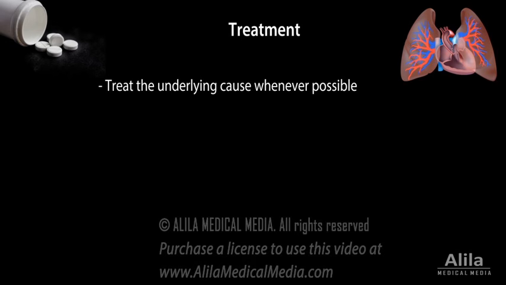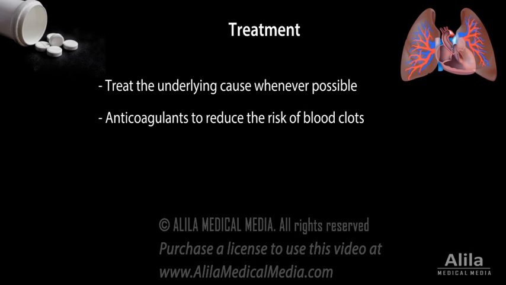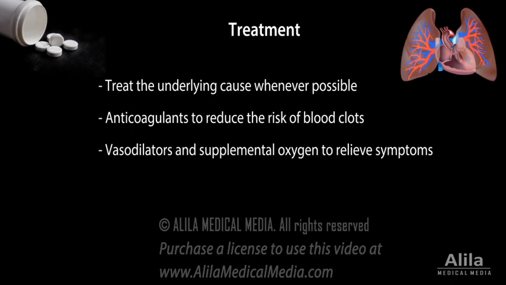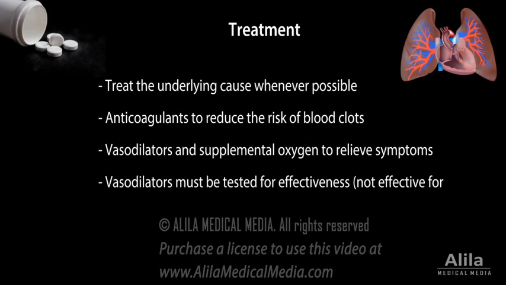Treatment should be aimed at the underlying cause whenever possible. Anticoagulants may be given to reduce the risk of blood clots. Vasodilators and supplemental oxygen can help relieve symptoms. However, vasodilators are only effective for certain types of pulmonary hypertension and should be tested for effectiveness before they can be prescribed.